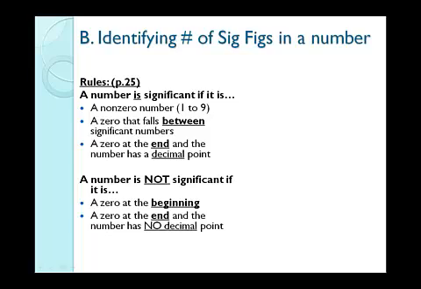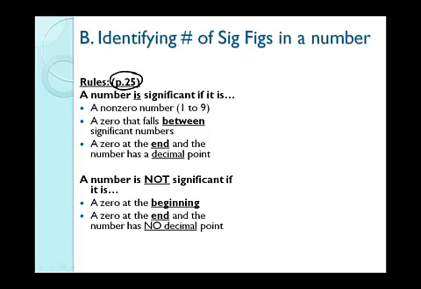In your book, there's a bunch of rules listed, and here's my rewording or summary of those. You can refer to page 25 if you'd like to see it in the way your book lists it. But here's how you know if a number is significant. As we just talked about, if it's a non-zero number, 1, 2, 3, 4, 5, 6, 7, 8, or 9, it is significant. If it's got a 0 in it, and that 0 is sandwiched between two significant numbers, that 0 counts as significant.